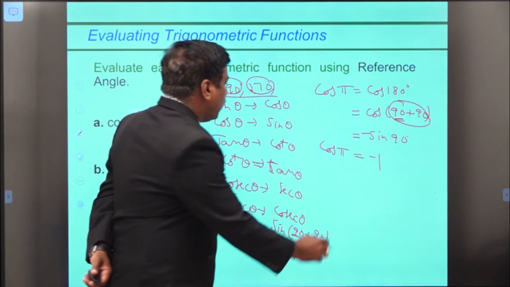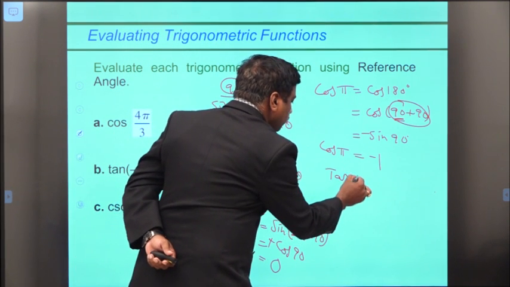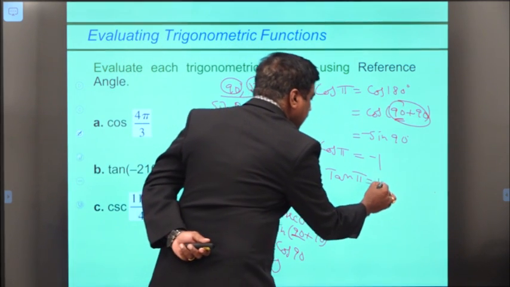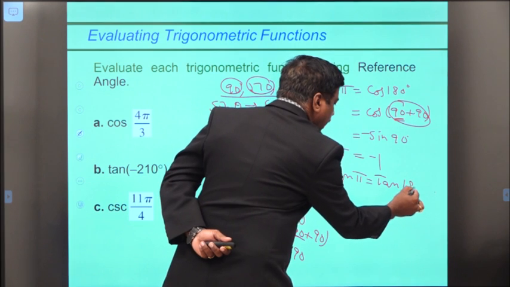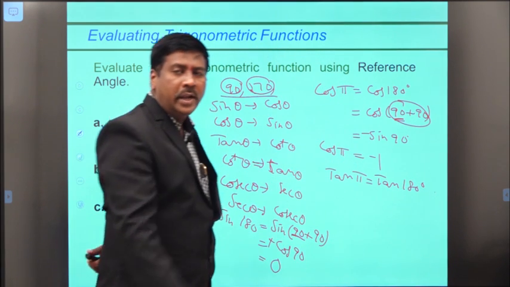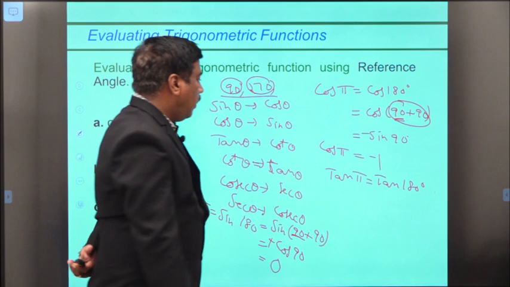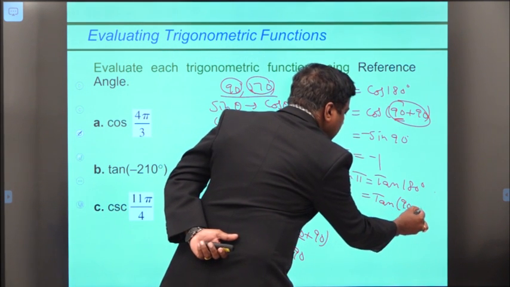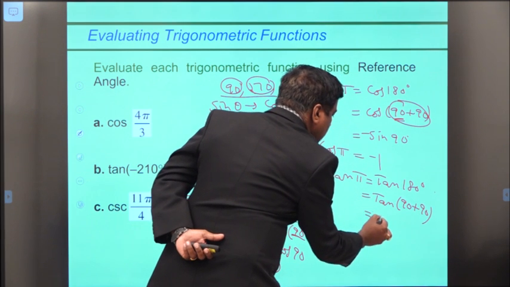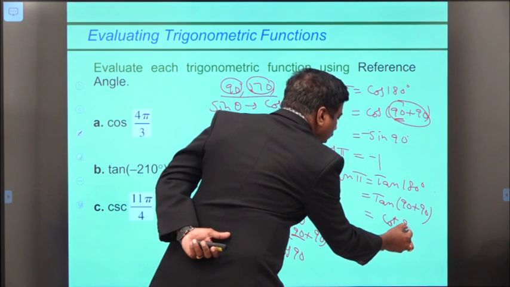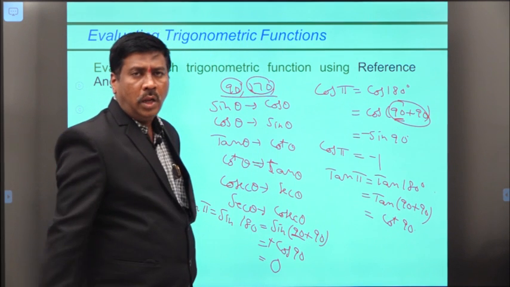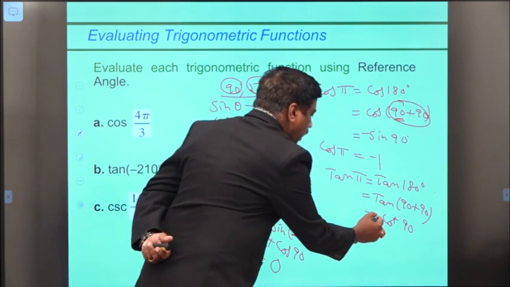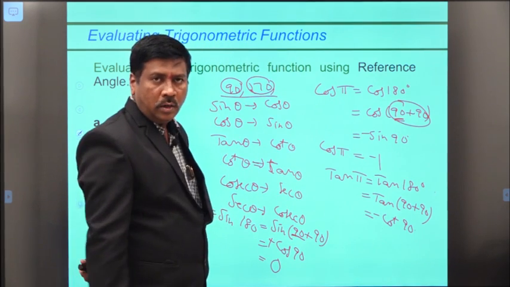In a similar way, how do we write tan pi? Pi means tan of 180 degrees, because you have to convert the radians into degrees. Now again I write this as tan of 90 plus 90. At 90 degrees tan will be changed to cot 90. At 90 plus theta, second quadrant, tan will be negative, that is minus of cot 90.